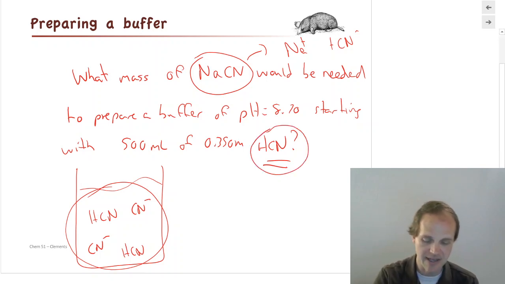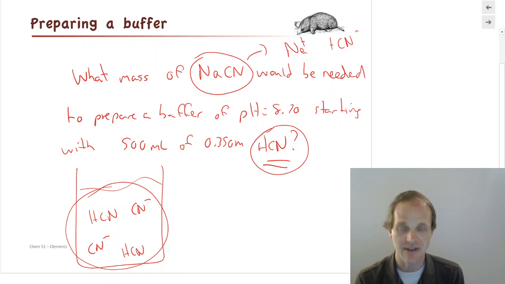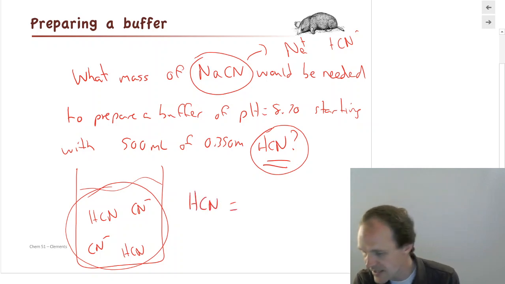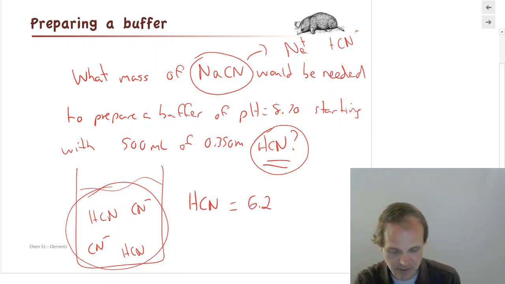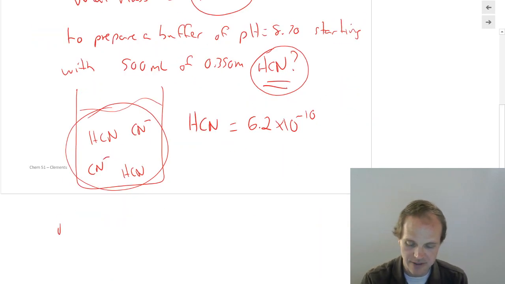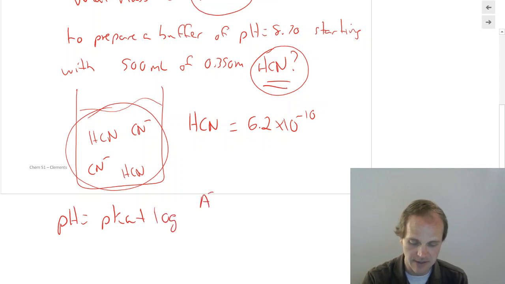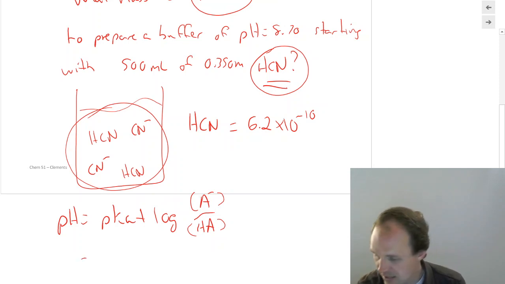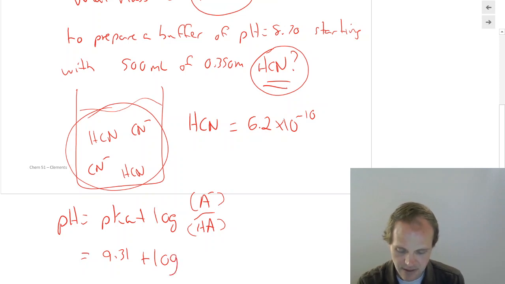So go ahead and find a table and see if you can look up the Ka value for hydrocyanic acid, HCN. What I get is that the Ka is 6.2 times 10 to the minus 10th. Okay. So if we're using our Henderson-Hasselbalch equation, pH equals pKa plus the log of A minus over HA. And you'll see some people write it without the square brackets because it is actually general. It works with moles and molarity. But I'm going to go ahead and write the square brackets there. My pKa in this case is 9.31 plus the log of A minus.